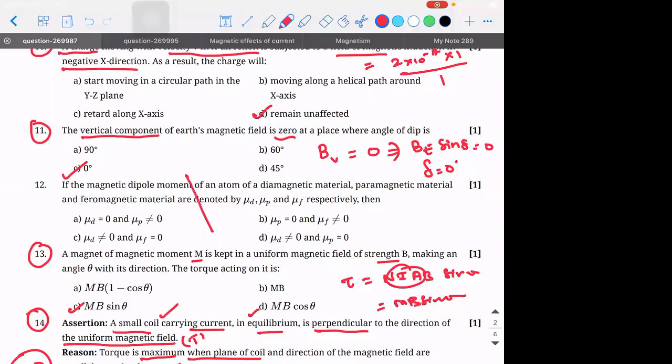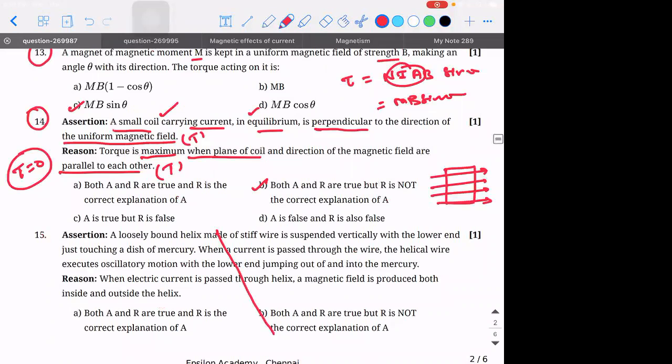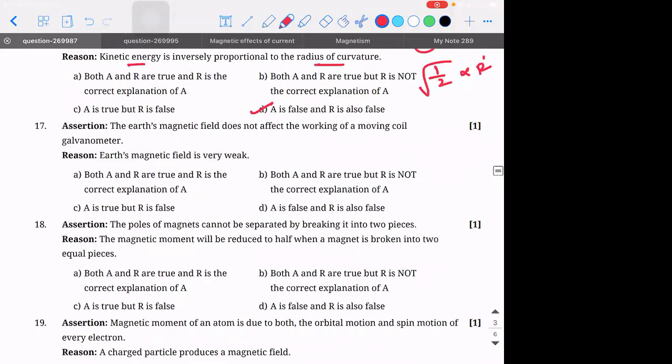Okay. So I've taken a few questions, but these things are not needed. Check one second. So let's try out the 17th one.